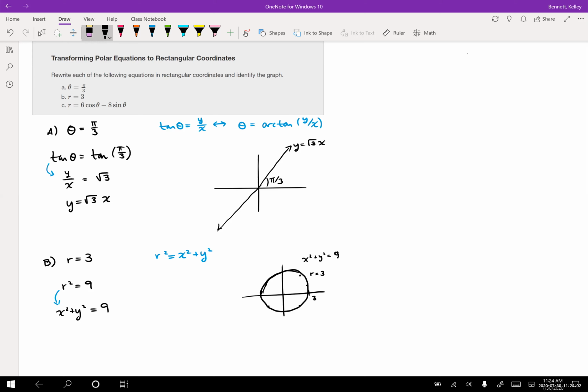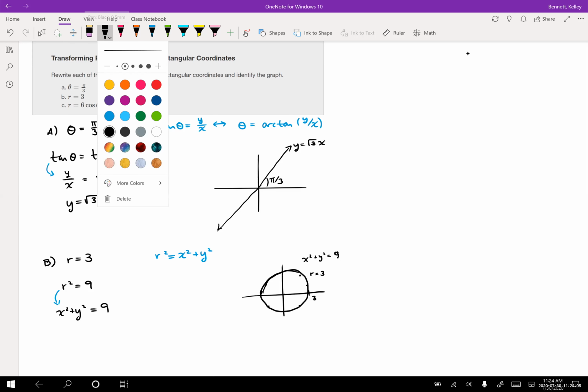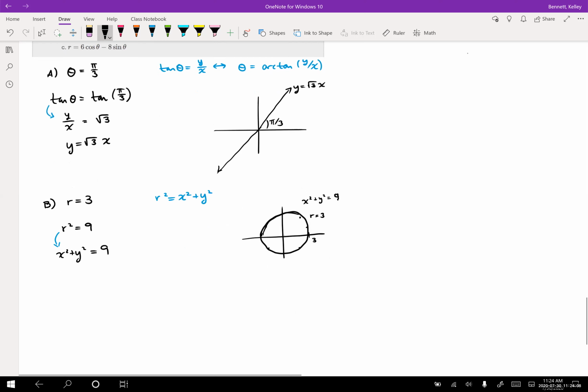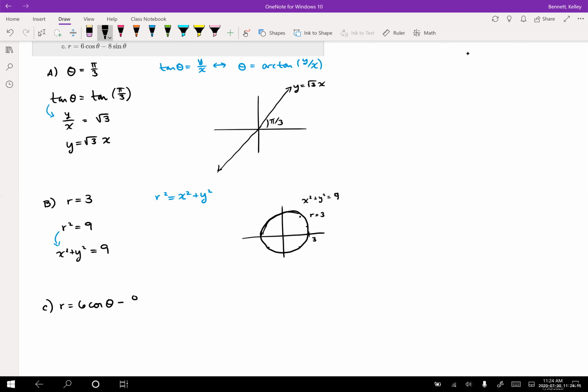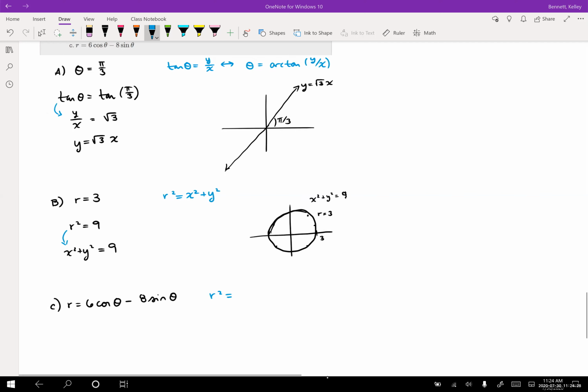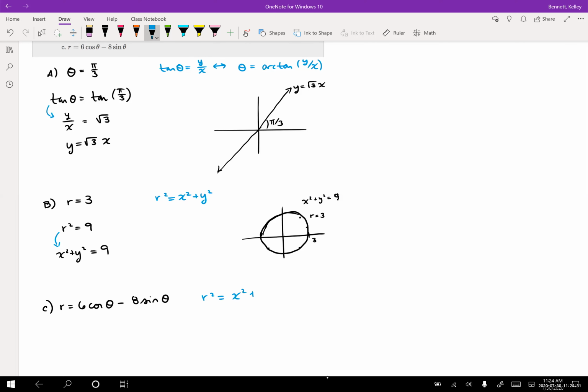All right, and then the last equation, this is the one that feels more strictly technical. So I have r equals 6 cosine theta minus 8 sine theta. And I'm just going to write down my substitution. I don't have any thetas by themselves, so I'm not going to worry about the tangent one. I'm just going to keep in mind that r squared equals x squared plus y squared, that x equals r cosine theta, and y equals r sine theta.